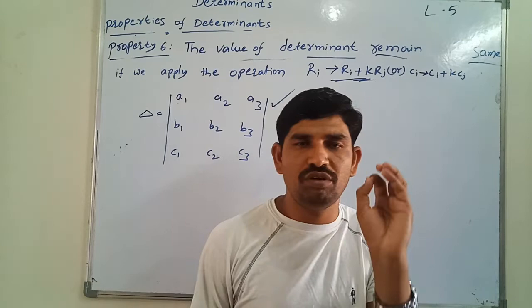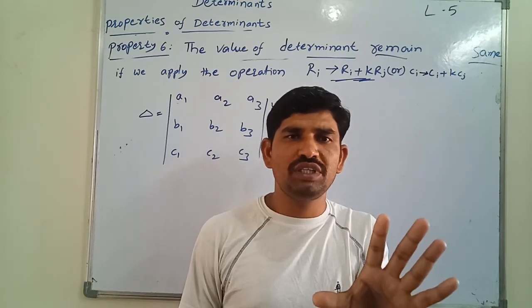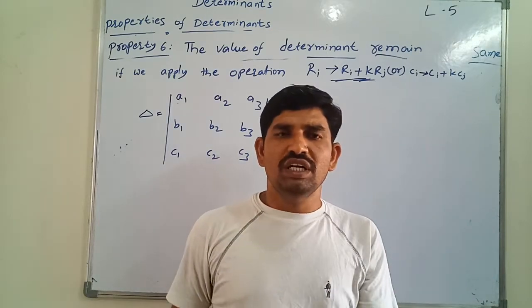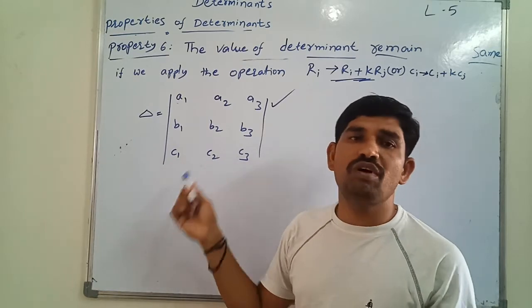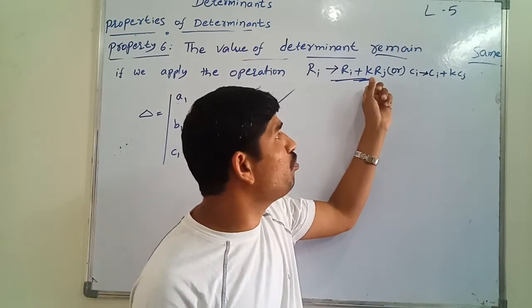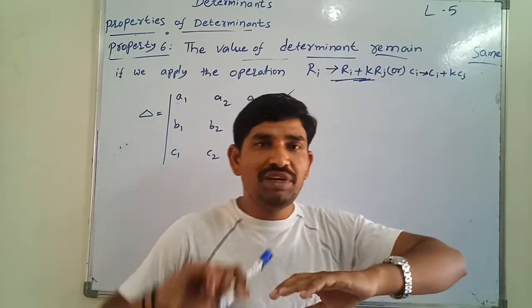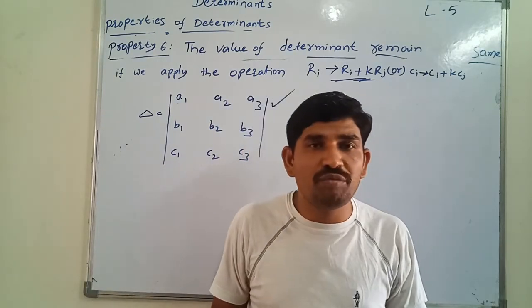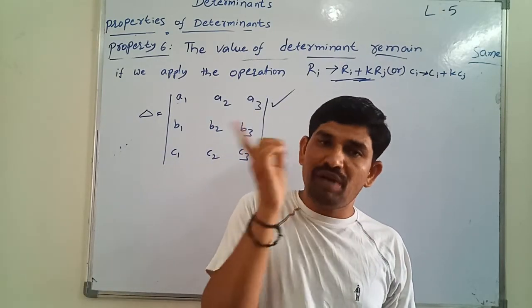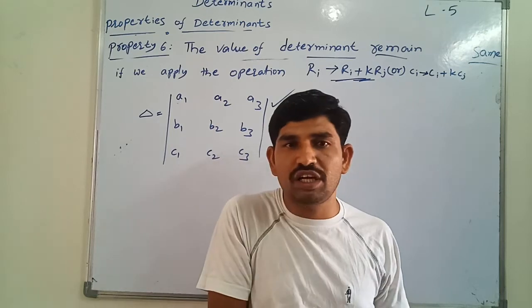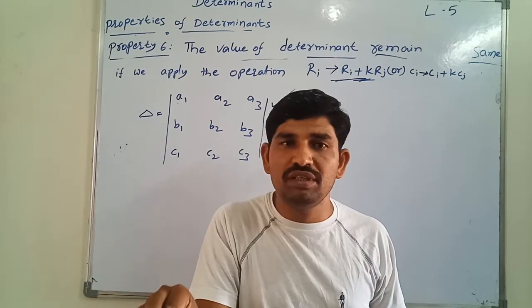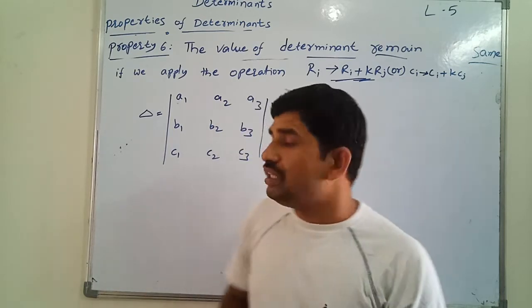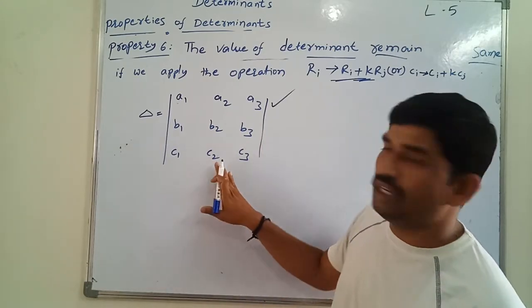This is the first point you have to remember. The point I am going to say in property number 6 is this: if you apply a row operation or a column operation to the given determinant, then expanding the resulting determinant gives a value that is equal to the value of the original determinant.